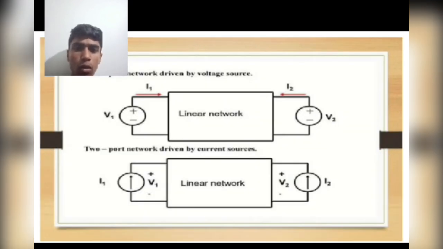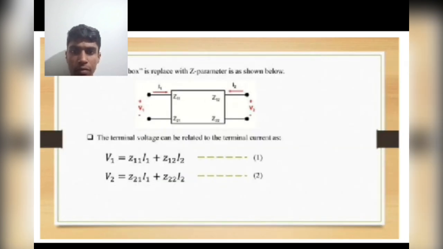Network driven by a voltage source: the source is connected to the linear network. The two-port network can also be driven by a current source. Examples. The box is replaced with Z parameters as shown below: Z11, Z22, Z12, Z21, with I1, I2, V1, V2.